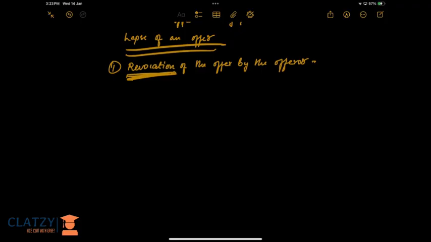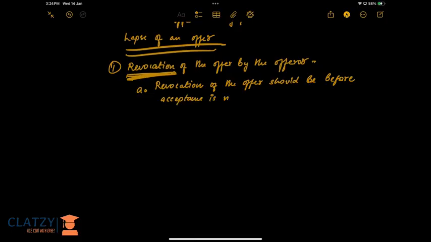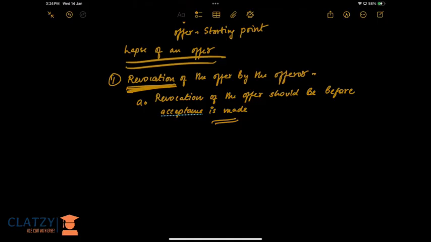Okay? So, with respect to revocation, what is that limited window? The limited window is that revocation of the offer should be before acceptance is made. All right? If the offer is not revoked before the acceptance is made, then it cannot be revoked at all.